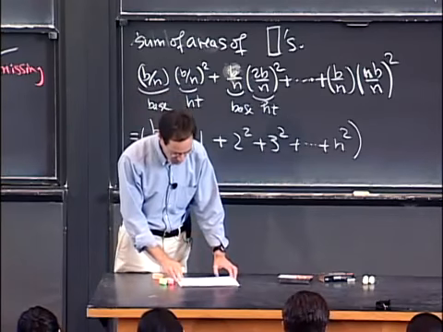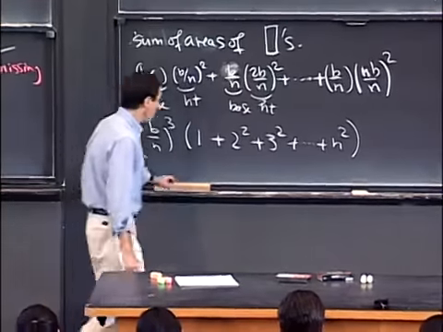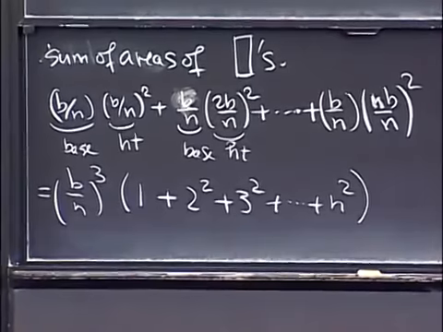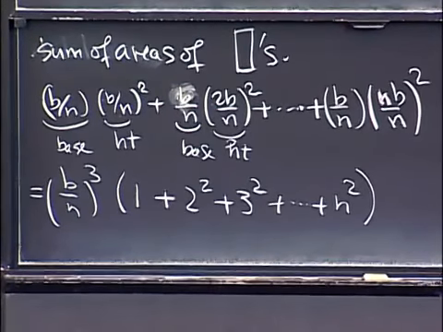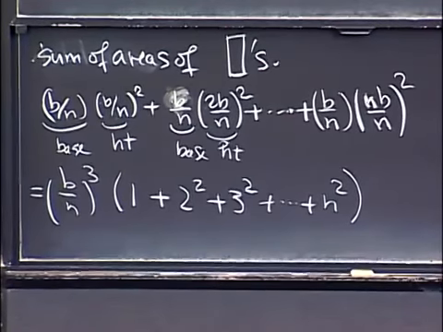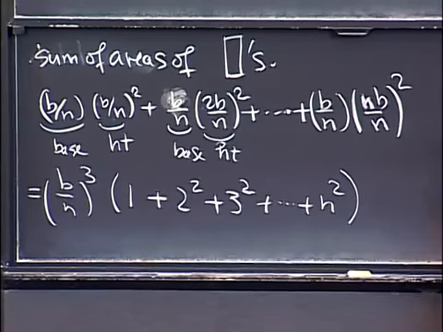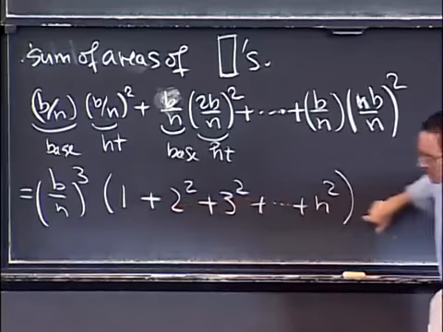Okay, is everybody with me here? Now, what I'd like to do is to eventually take the limit as n goes to infinity here. And the quantity that's hard to understand is this massive quantity here.